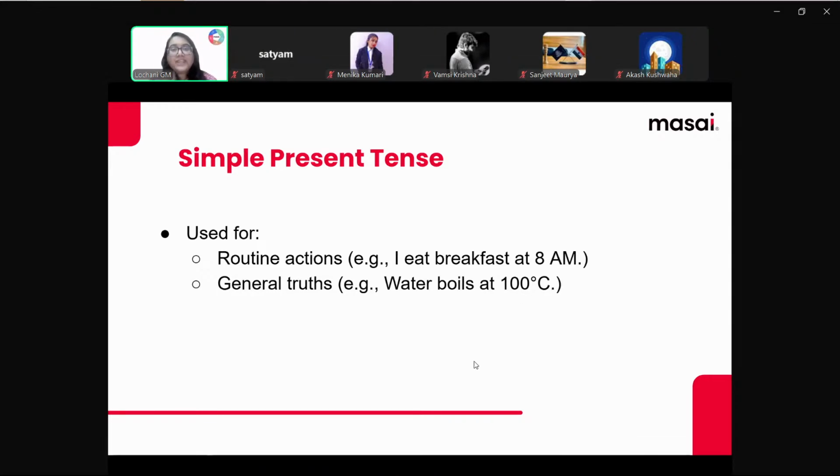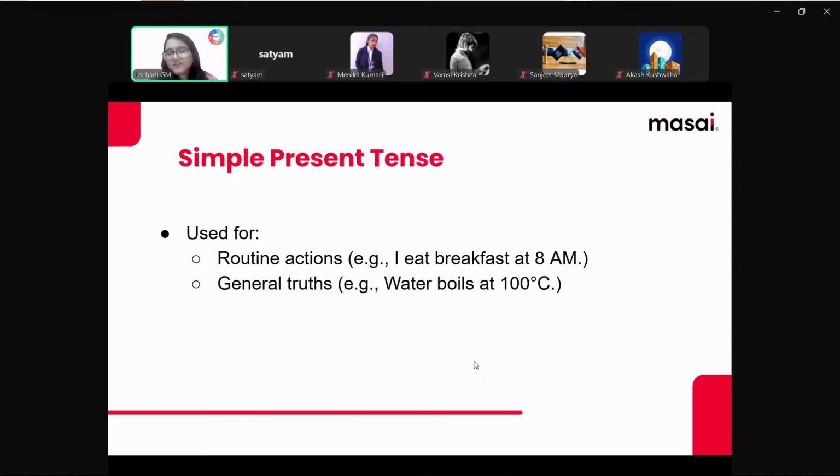I go for a walk every Sunday, or I play cricket with my friends every Sunday, or my friends play cricket with me every weekend. So, whenever you want to talk about actions that happen on a regular basis, we use the simple present. And sometimes, even when you have to talk about universal truths or states of fact, there also we use the simple present, right? For example, water boils at 100 degrees Celsius. It's a truth, right? It's always eternally true.